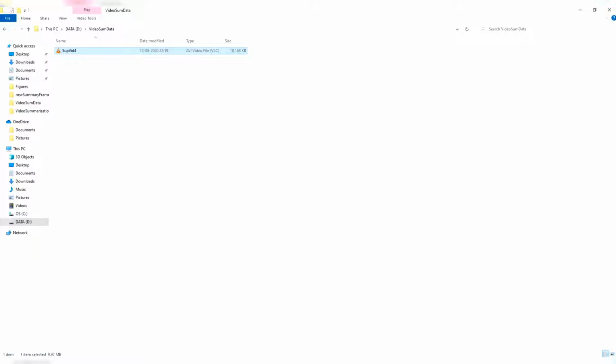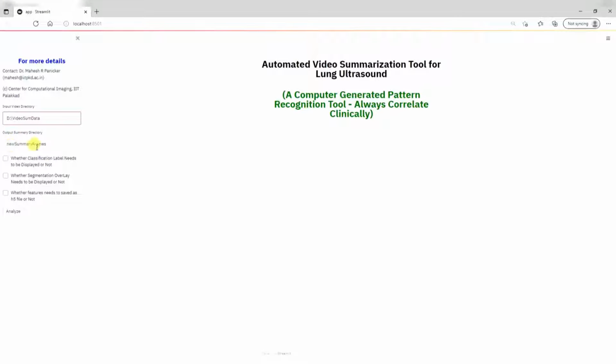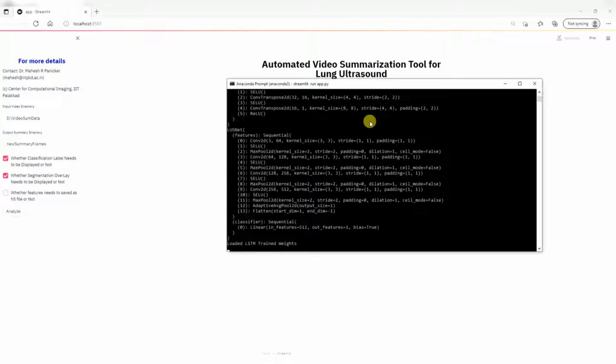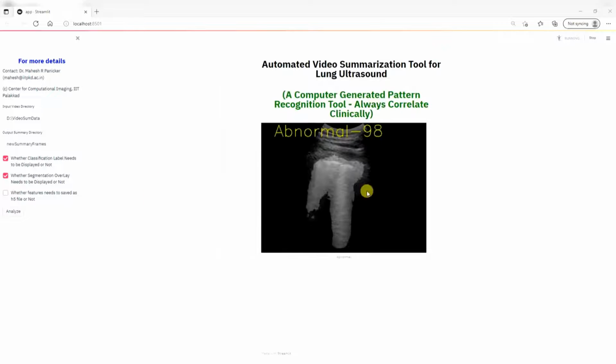For a clinician to go through each and every frame and annotate or have some sort of classification on each and every frame of these 14,000 frames is humanly impossible and improbable, and particularly important in a scenario like a pandemic where quick scan and analysis is required. And that's where the video summarization tool will help.